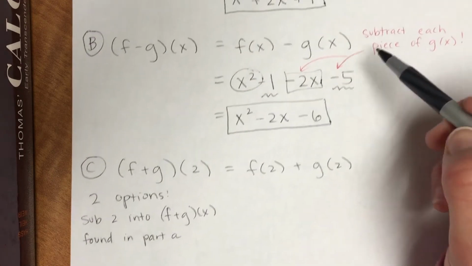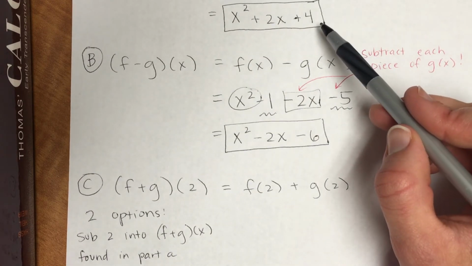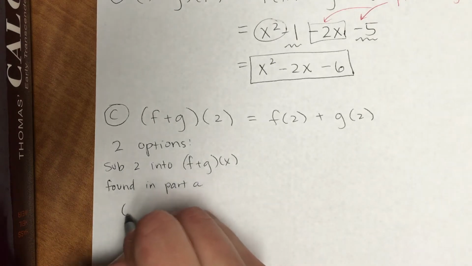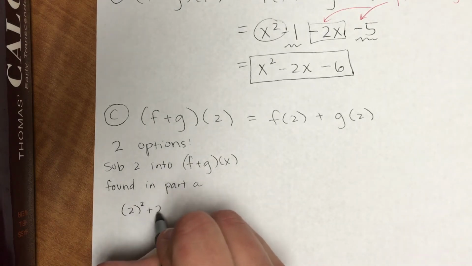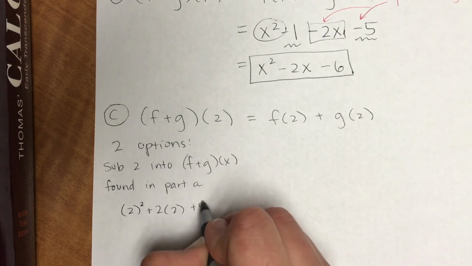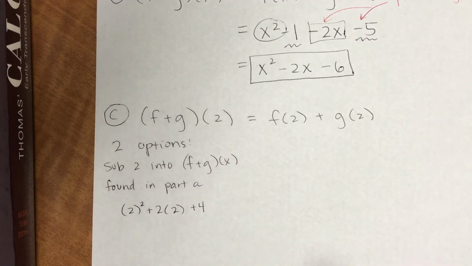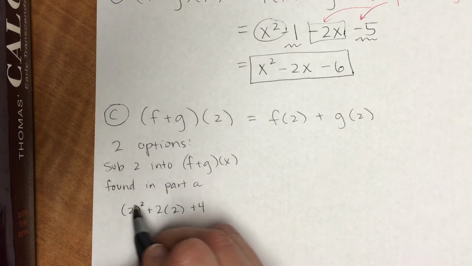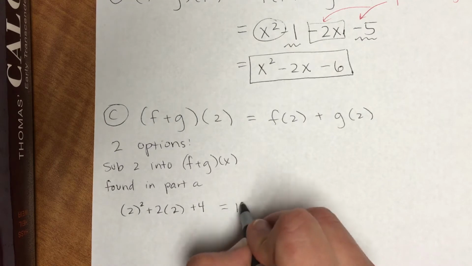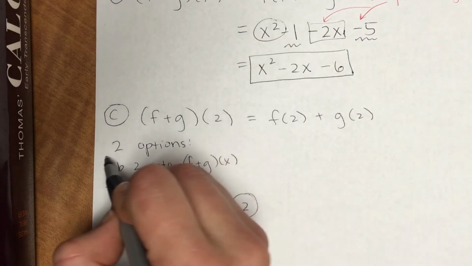So part A, our answer was x squared plus 2x plus 4. So I'm going to plug in a 2 squared plus 2 times 2 plus 4, and multiply in your head, use a calculator, whatever you need to. 4 plus 4 plus 4 is 12.